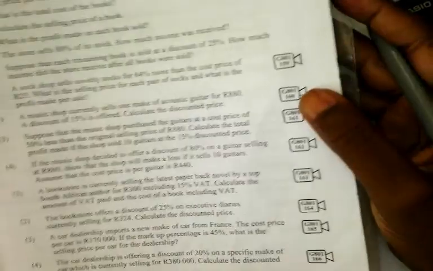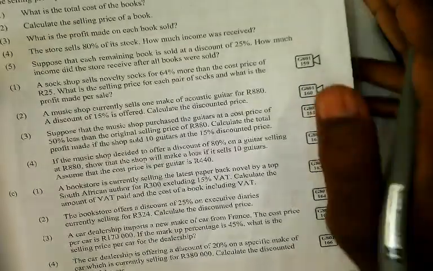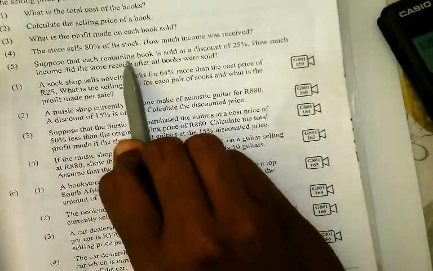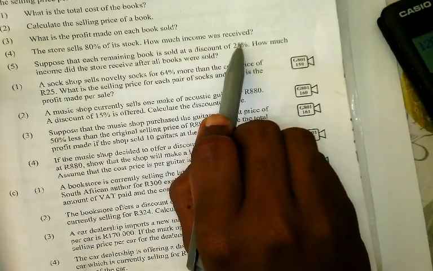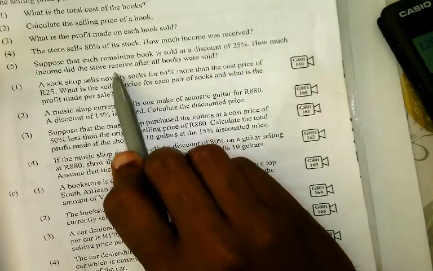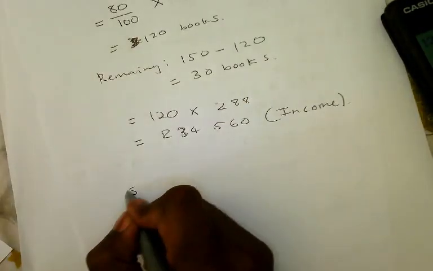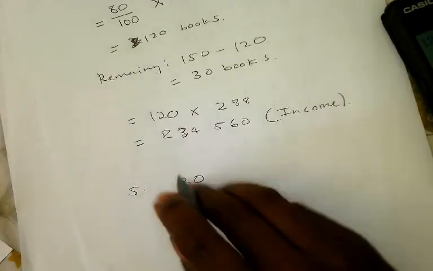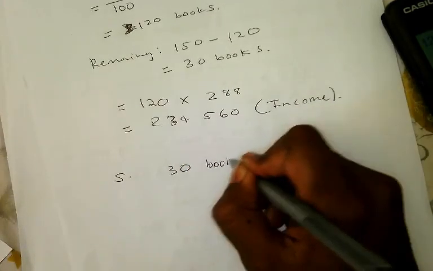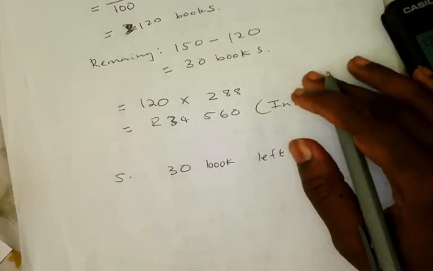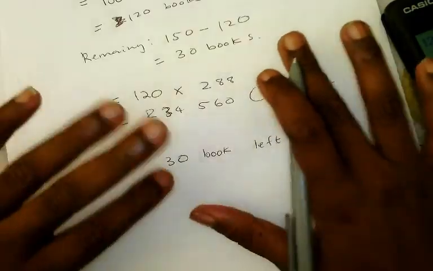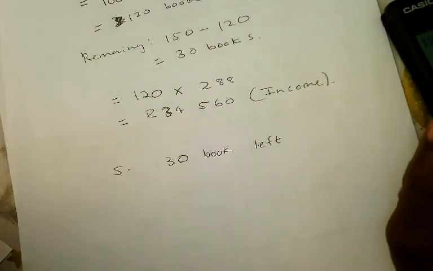The last question says, suppose each remaining book, the key word is remaining, is sold at a discount of 25%. So how many books are left, guys? 30 books are left. They're saying they are going to sell these books at a 25% discount of the selling price.